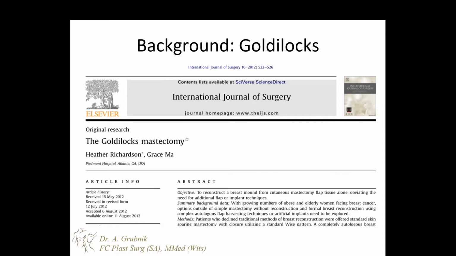Now, Goldilocks mastectomy has been well described internationally. We have utilized it more and more because of our lack of ability to get hold of prostheses, particularly in our government environment. But as we've got Dr. Gribnick's details on the bottom there, we've also got a lot of people involved on the private side that are presenting big papers internationally and doing MDs and PhDs around this topic.